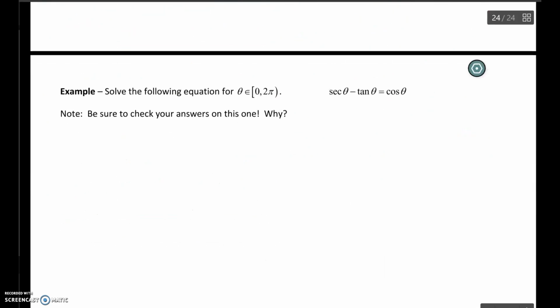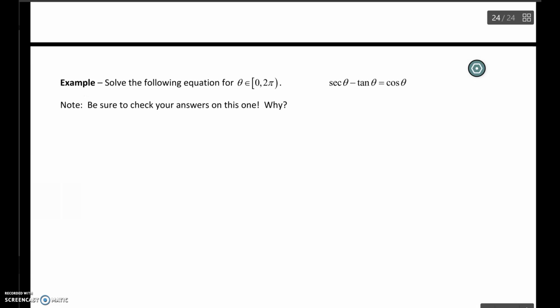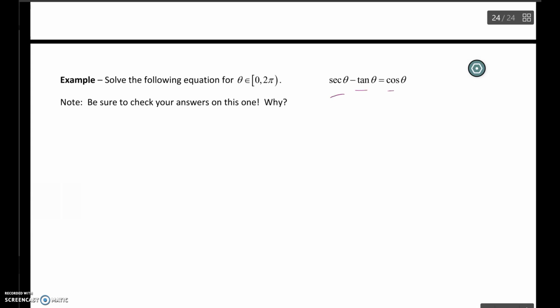Okay, last one. I'm going to write everything in terms of sines and cosines, just to clean it up a bit, because I've got secants and tangents and cosines. So the secant is 1 over the cosine, minus the tangent, which is sine over cosine, equals cosine. Oh, it's minus, I would have messed it all up.